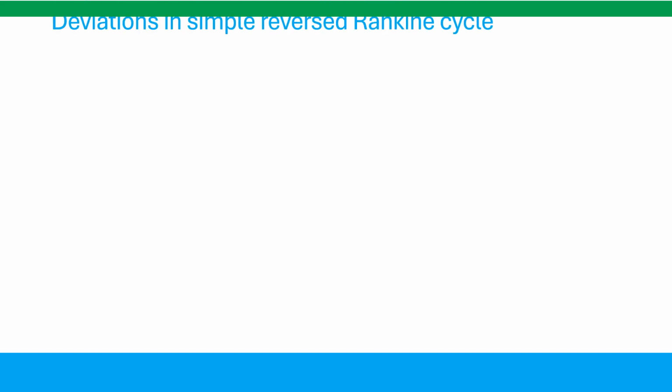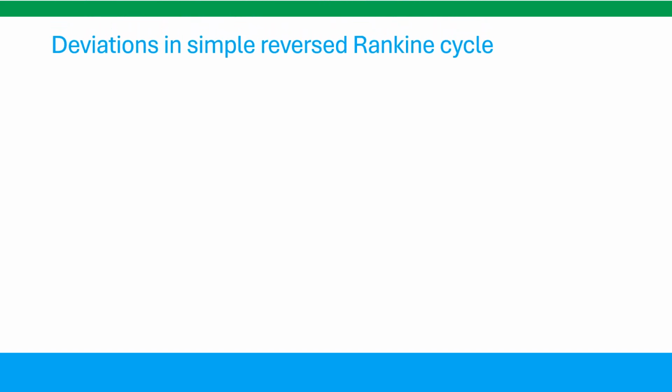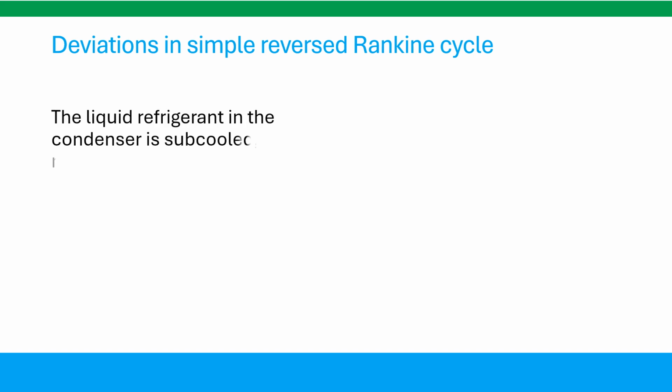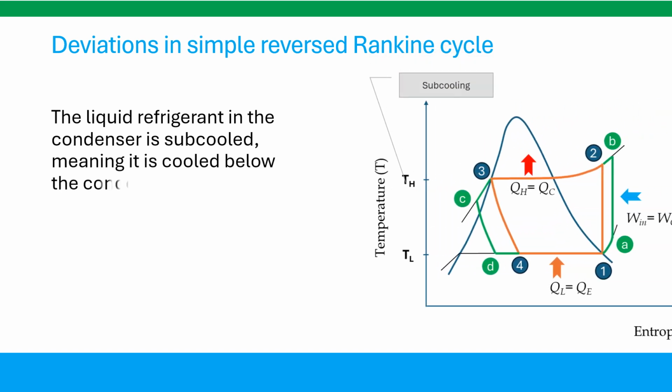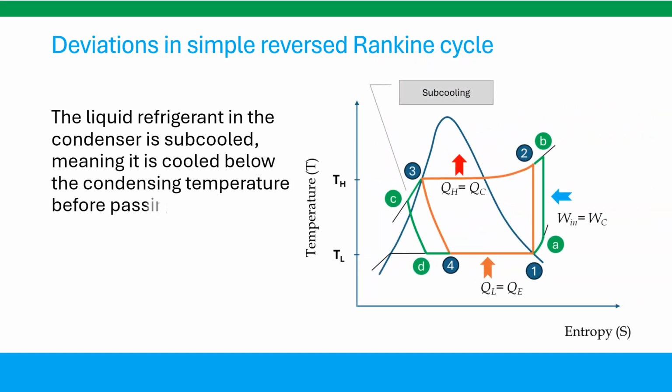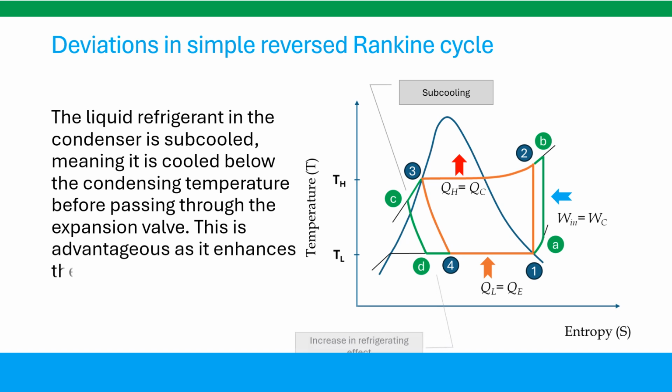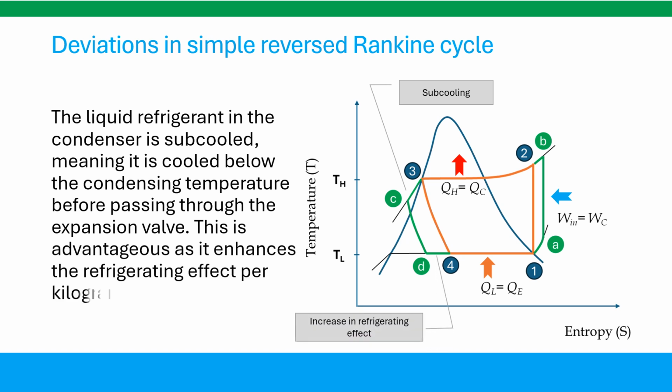Now, let's examine the deviations from the simple Rankine cycle observed in actual refrigeration cycles. Number 1. The liquid refrigerant in the condenser is subcooled, meaning it is cooled below the condensing temperature before passing through the expansion valve. This is advantageous as it enhances the refrigerating effect per kilogram of refrigerant.